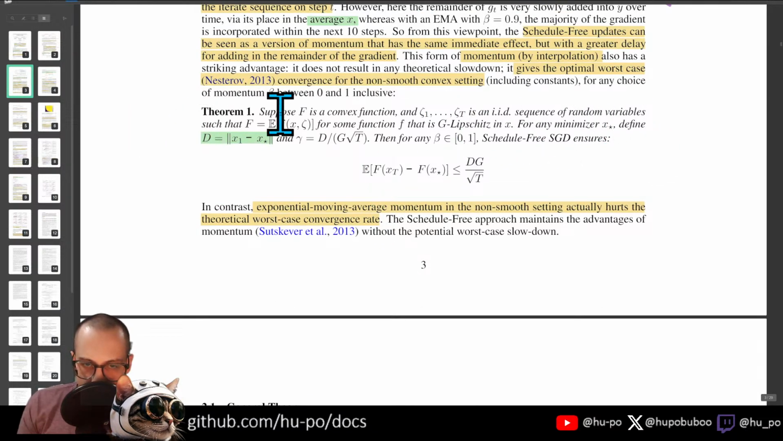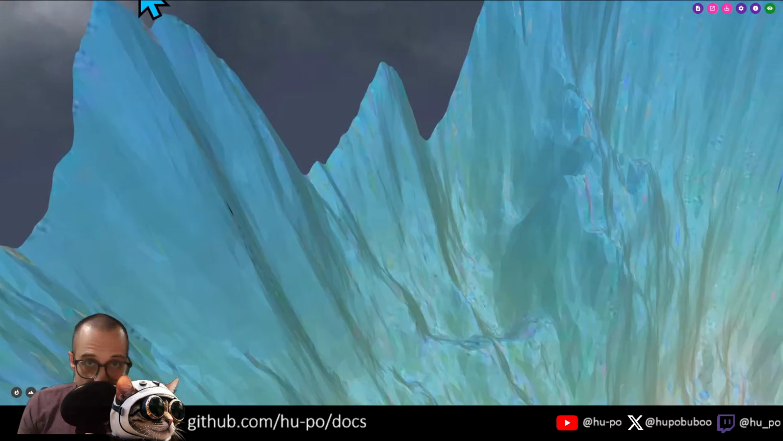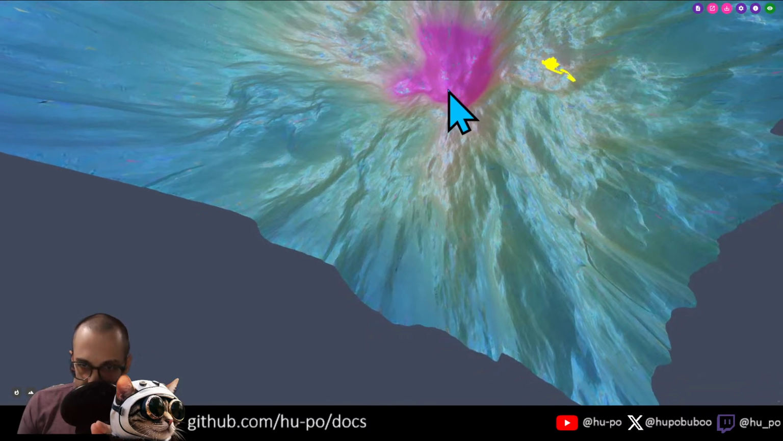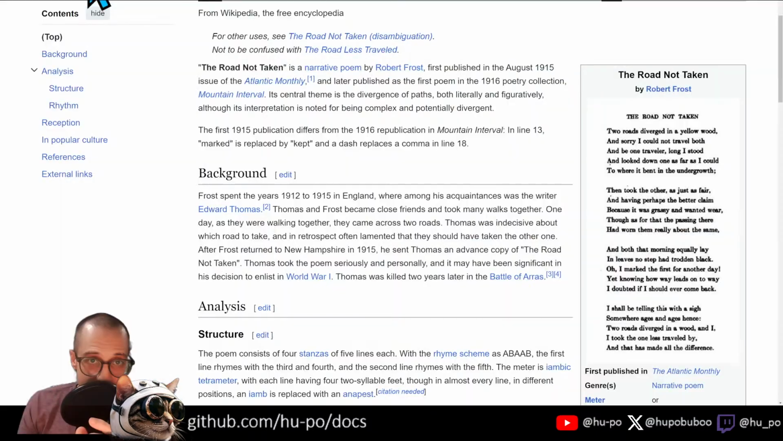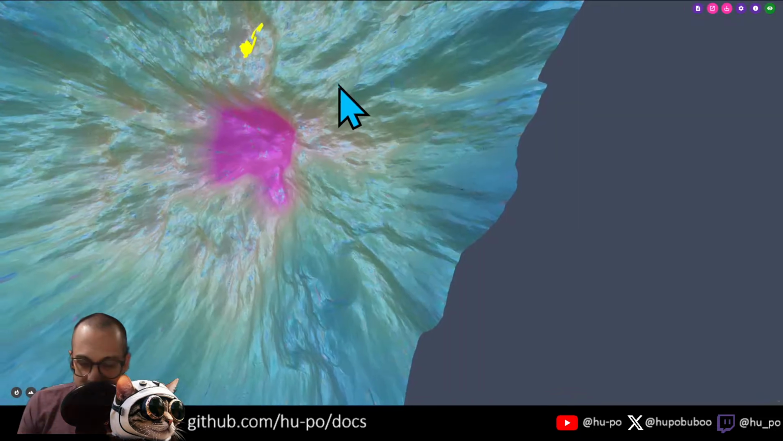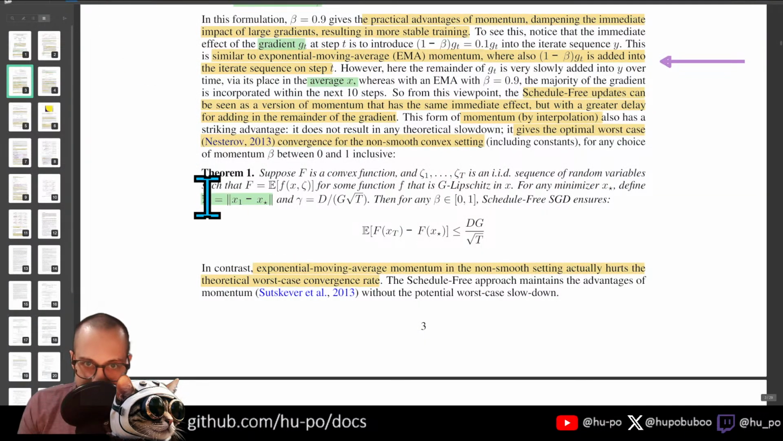So in theorem 1, what's important here is that you have this D. D is x1 minus x star. So x star is the point that you want to get to. X star is like the bottom of this ditch right here, the optimal value for your parameters x, or theta as we would normally see them. So how much distance is there actually between the point at which you start and the optimal point? That's going to be D. This G here is coming from the G-Lipschitz.